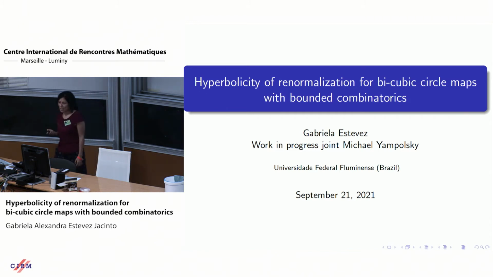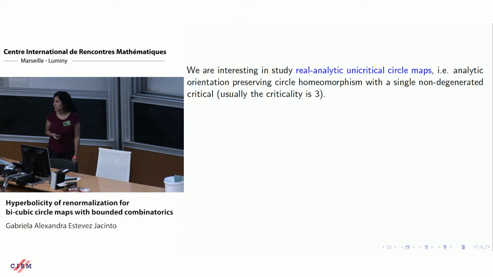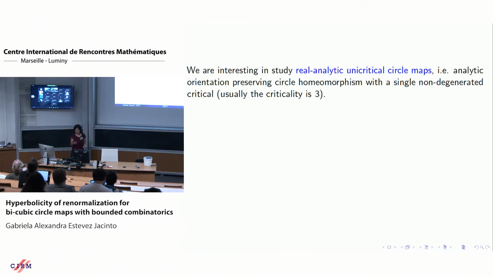Today I'm going to talk about a recent work in progress with Michael Yampolsky, and it's about bicubic circle maps. First, I'm going to define the maps that I'm interested in. Real analytic unicritical circle maps are just analytic orientation-preserving circle homeomorphisms with a single non-degenerate critical point. The usual criticality of that critical point is 3.